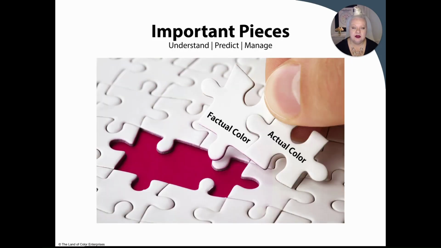Both factual color and actual color are important pieces to the puzzle of how color works, because if you understand how a framework of factual numeric color descriptions work, like a hue value chroma notation, you can use that framework. You can use it as a jumping off point to better understand, predict, and manage how color actually renders in a space.